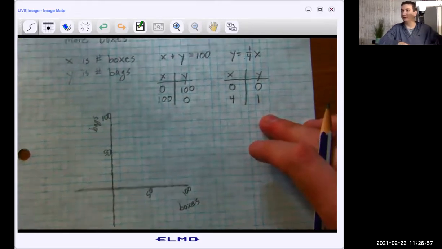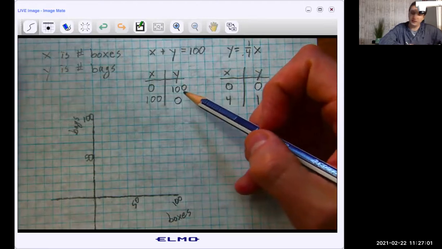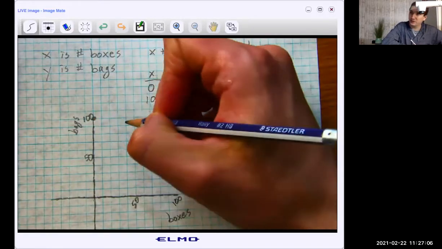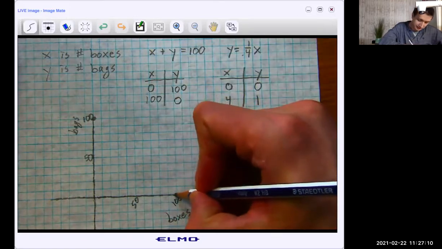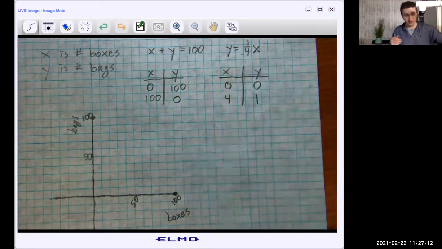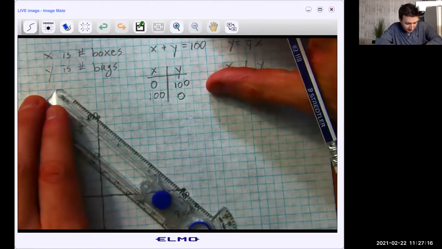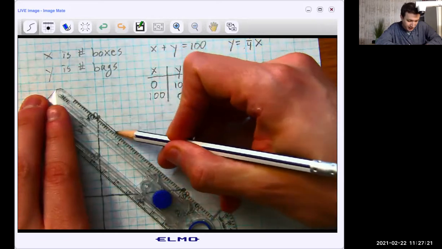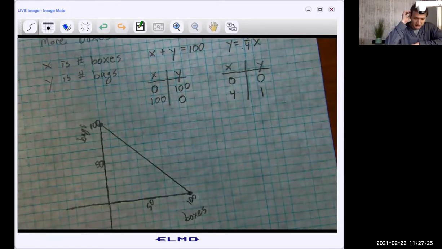And now we graph. We use the table to help us graph. The y-intercept is 100. So there's going to be a line that connects to the 100 up here, and then a line that connects to the 100 down here. This is my standard form. And everywhere on this line is the possible combinations that add up to 100, like 90 and 10, 20 and 80, 25 and 75.